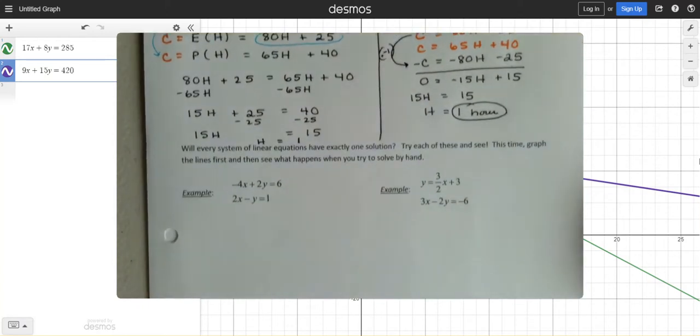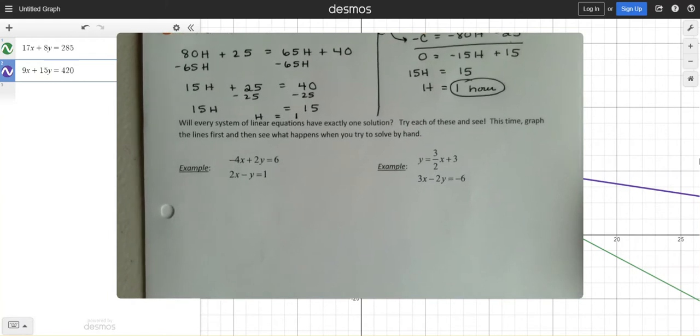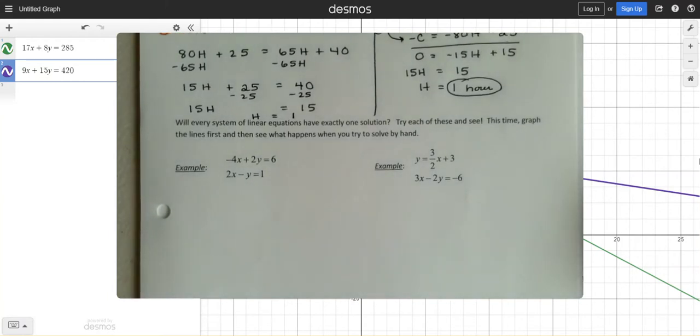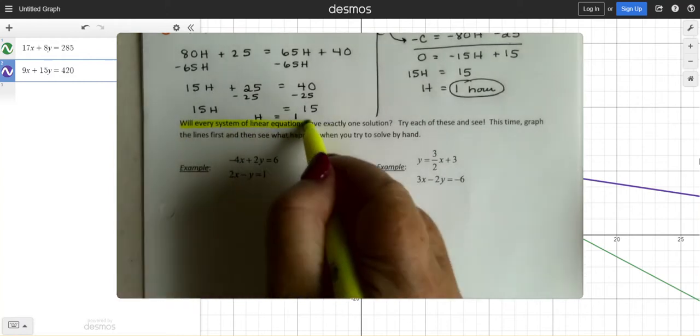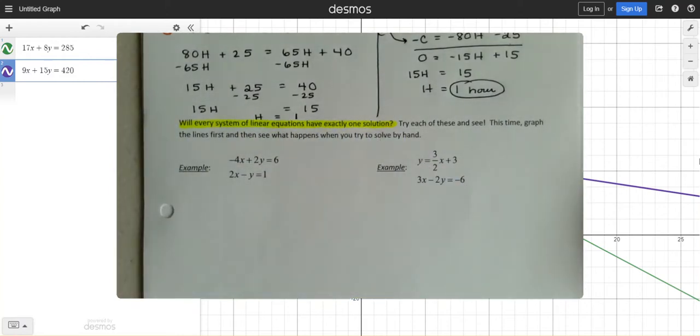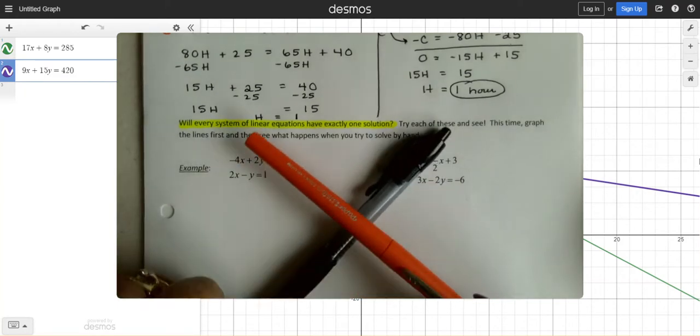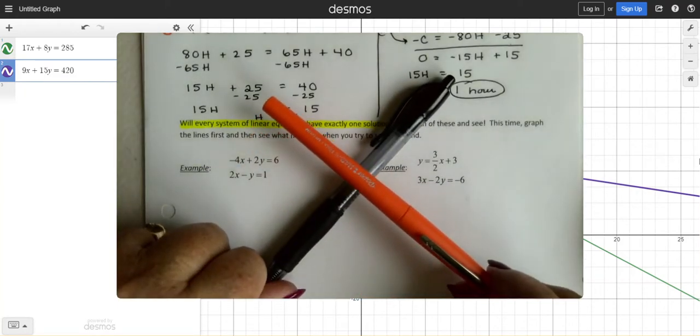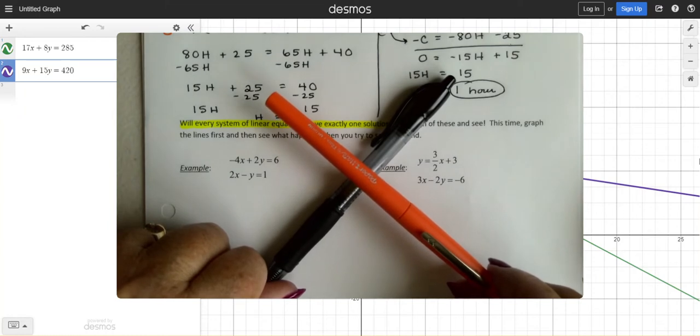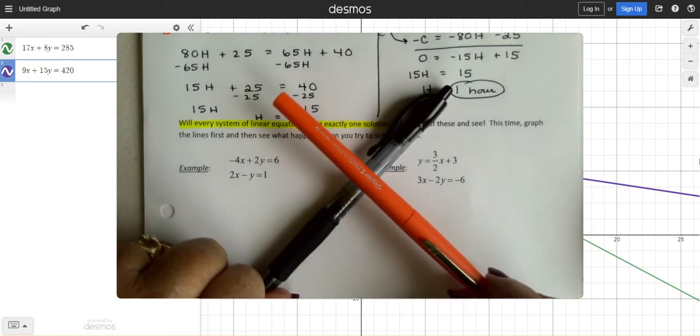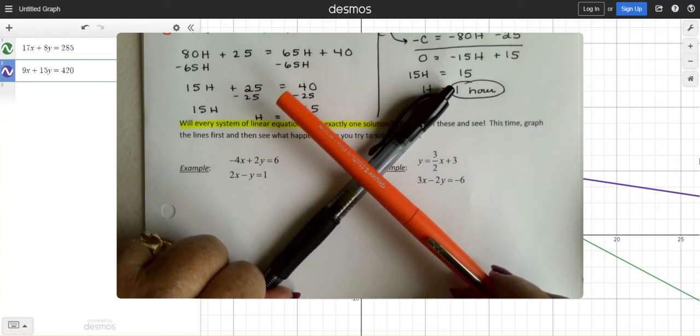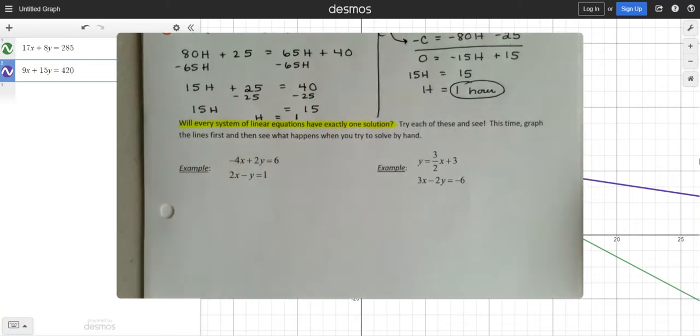All right, to wrap up this section, I want to consider the question, will every system of linear equations have exactly one solution? Well, first of all, hopefully it kind of makes sense. If you've got straight lines, two straight lines can't intersect in more than one place, right? They'd have to bend if they were going to hit each other more than once. So two lines are only ever going to have at most one point of intersection. They can't have 2 or 3 because they can't bend around.